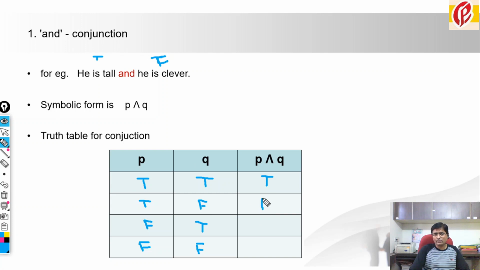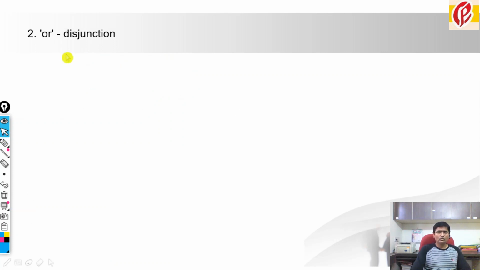If this is false, this is also false, this is also false. So truth value of this whole conjunction is dependent on the truth value of P and Q. If both the values of P and Q are true, then P and Q is true, and if one of them is false or both are false, then its truth value is false. Remember this table.